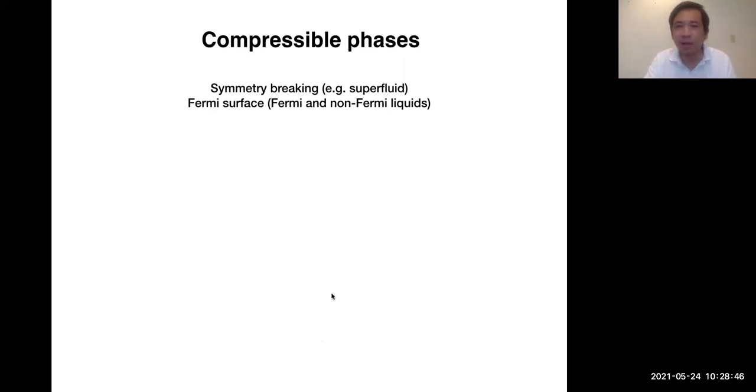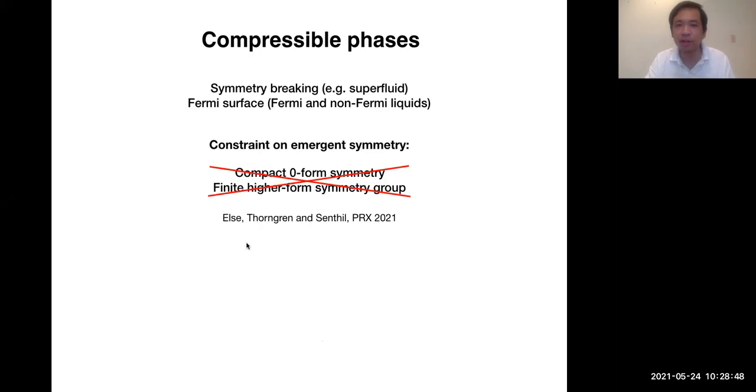Okay. And this was recently made into a very strong constraint by Dominic, Ryan, and Shinsei, as a constraint on the emergent symmetry of any low-energy theory that can describe a compressible state. That is, you cannot have a compact zero-form symmetry or finite higher-form symmetry if you want to have arbitrary filling. And this is just a constraint on the emergent symmetry.